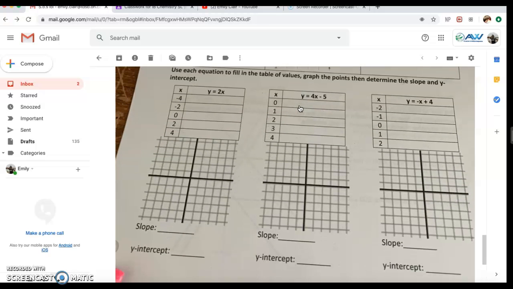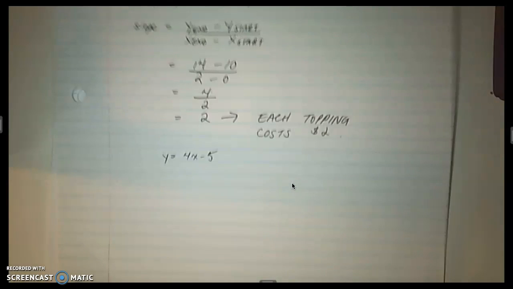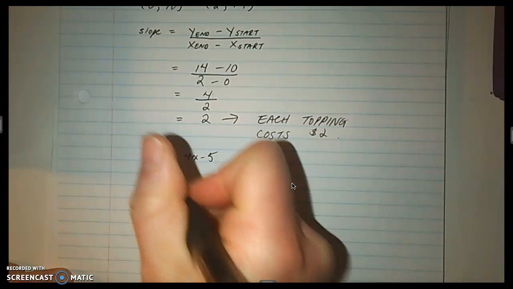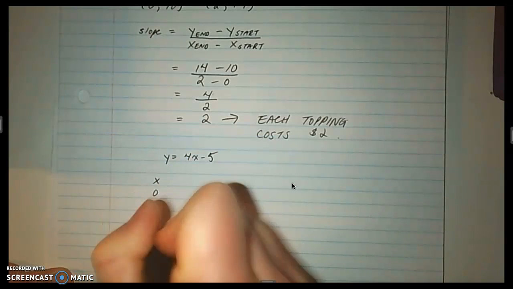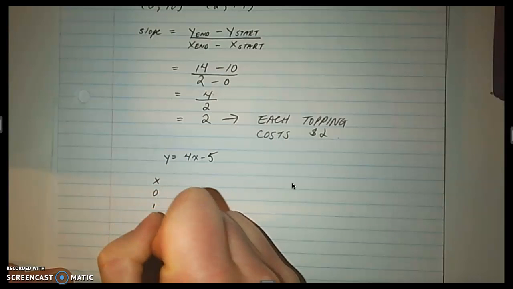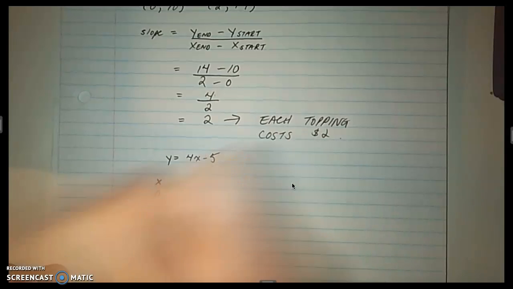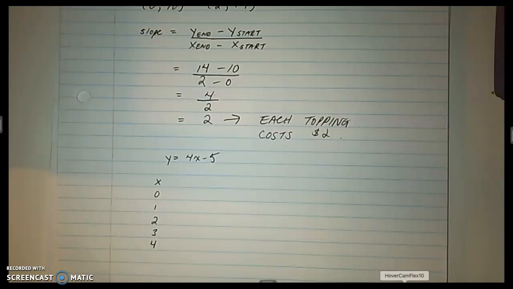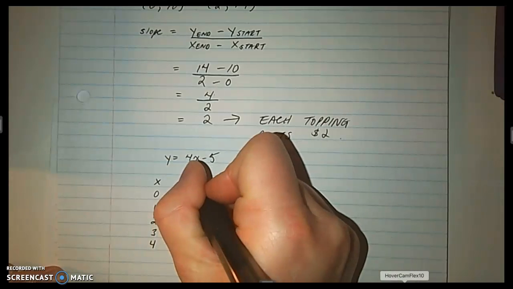Okay, so let me just write down the equation. Y equals 4x minus 5. And then I'll flip over to my writing screen. So that's this right here: y equals 4x minus 5. It gave me these x values, 0, 1, 2, 3, 4, I believe. Let me just double check that that's right. Yep. And it asked me to figure out y.